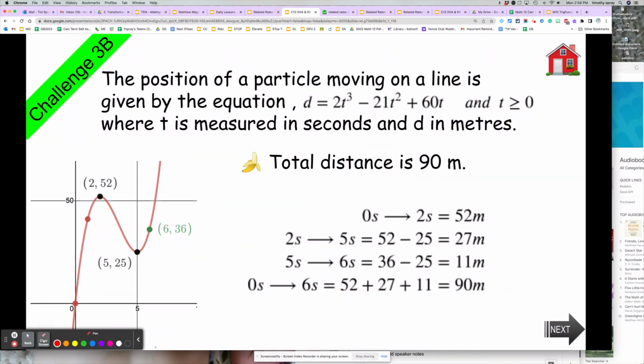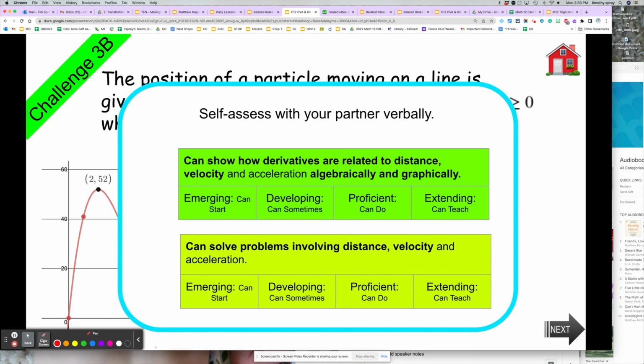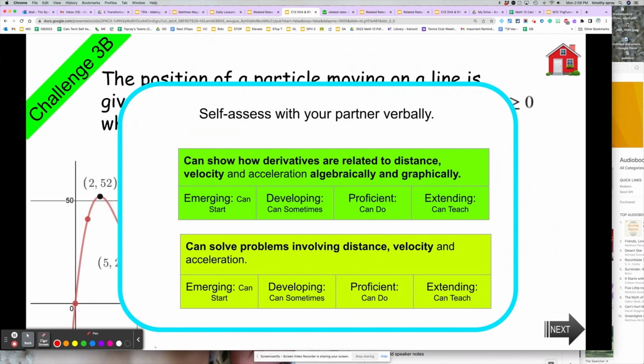And there you go. Okay, so I think it's time to self-assess. Can you show how derivatives are related to distance, velocity, and acceleration algebraically and graphically? And can you solve problems involving distance, velocity, and acceleration? So we'll spend more time on the graphical concept, but you should be able to talk about the velocity being the first derivative, or dh/dt, and you should also be able to work through problems where you're playing around with those things.